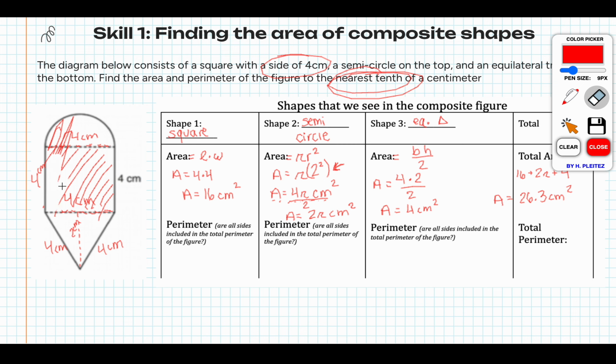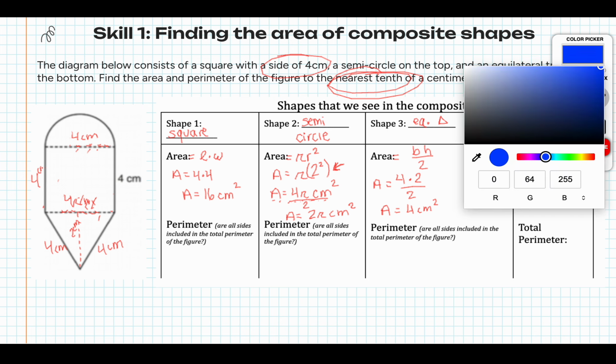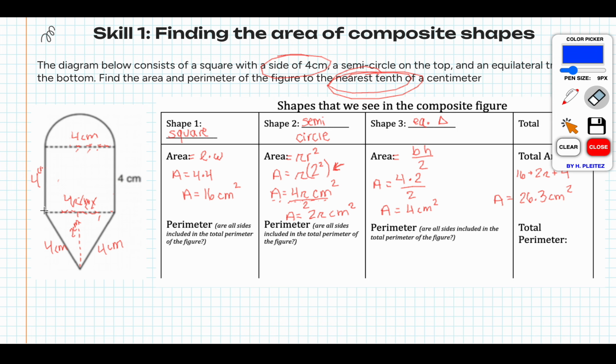Now the next part that we're going to deal with is finding the perimeter, and remember, perimeter is just the outside, so you want to be really mindful here. We'll do the perimeter stuff in blue, but the perimeter is only the outer edges of the figure. So if you notice, we have these dashed lines. These dashed lines are not included in our perimeter, so you have to be really careful here. Some people forget that and add up all the sides anyway.